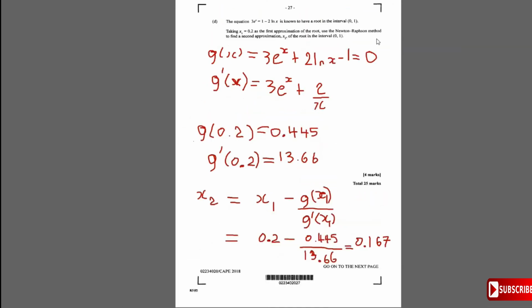Nice and easy, solved. So 0.167 is the approximation of the root, or is the second approximation. Nice and easy. Nice. All right.